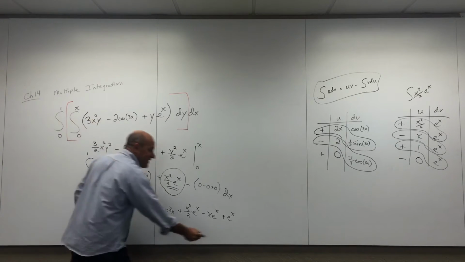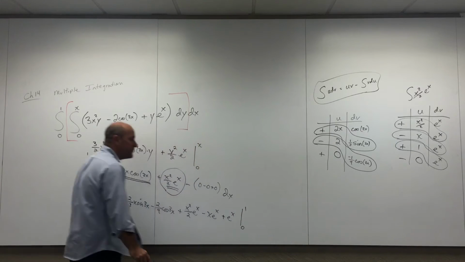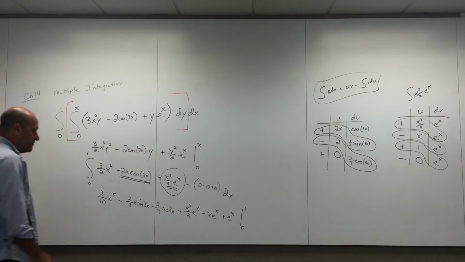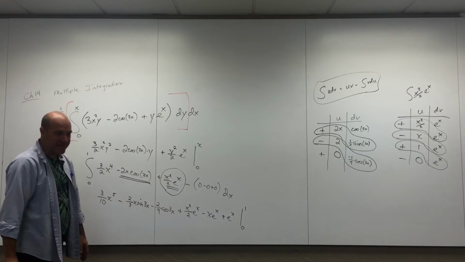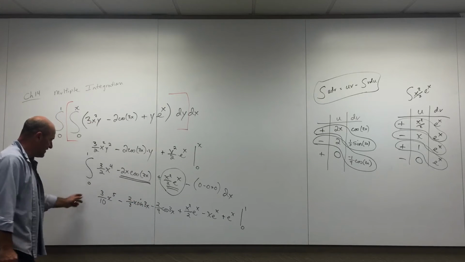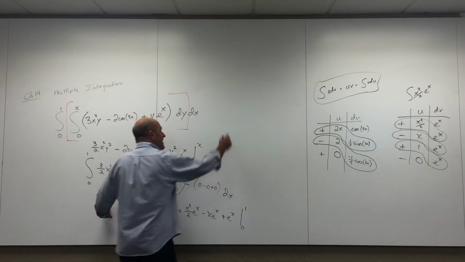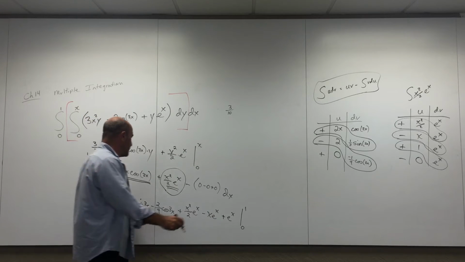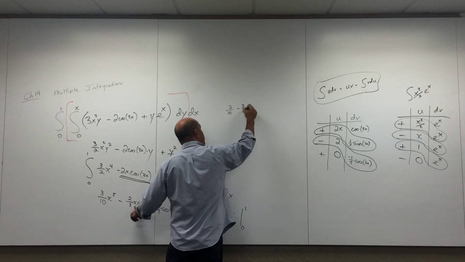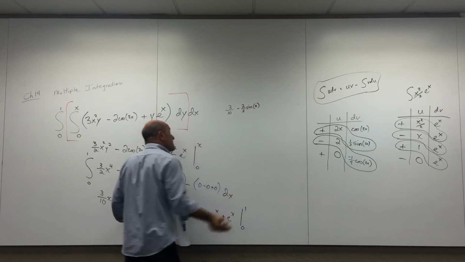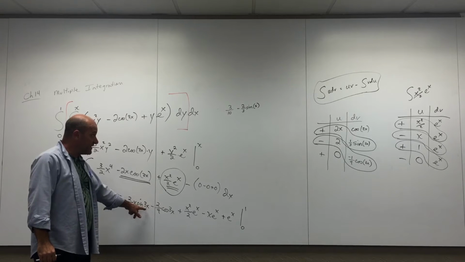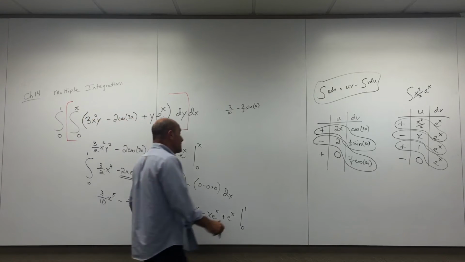Now it needs to be evaluated from 0 to 1. Plug in a 1, plug in a 0, see what happens. It might be fun, it might be interesting. Let's try this. If I plug in a 1, I'm going to get a 3/10. If I plug in a 1, this is a little weird, but it's negative 2/3 times the sine of 3. Of course, that's some number. That's the sine of 3 radians. This is minus 2/9 the cosine of 3 radians.